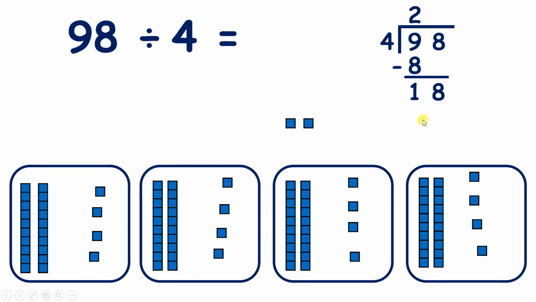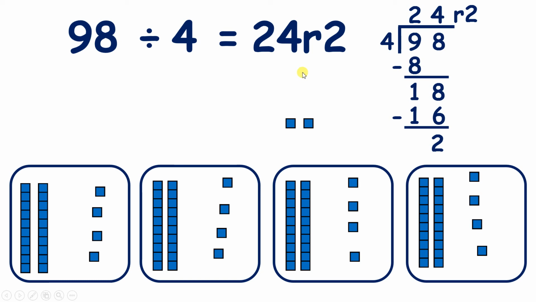So we shared out 16 of our 18 units, so we can write minus 16 to show this. And we have 4 units in each group, because 16 divided by 4 is 4. Now 18 minus 16 is 2, which tells us that we have a remainder of 2. So 98 divided by 4 equals 24 remainder 2.